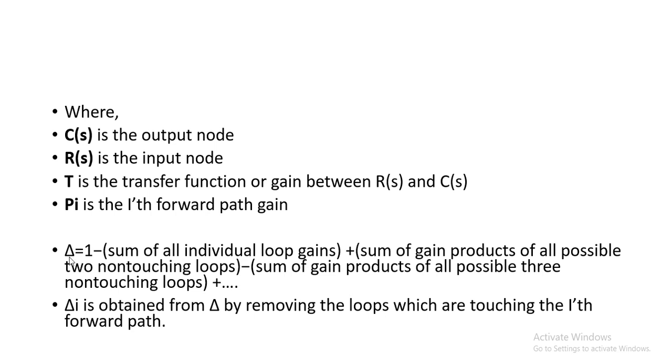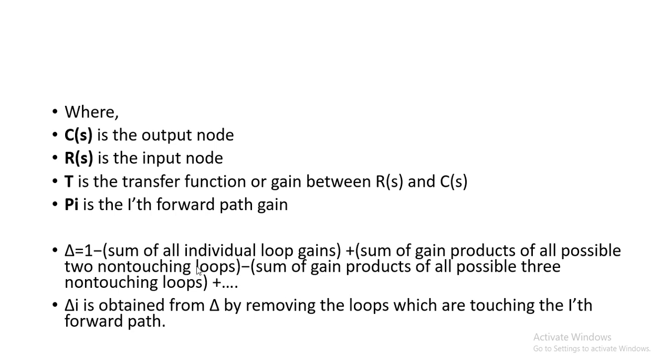Again I am repeating, this delta is equal to 1 minus the sum of all individual loop gains, plus the sum of gain products, that is important, of all possible 2 non-touching loops, minus the sum of gain products of all possible 3 non-touching loops, plus the sum of gain products of all possible 4 non-touching loops, minus 5, plus 6, minus 7. It will be like this, and it will continue.